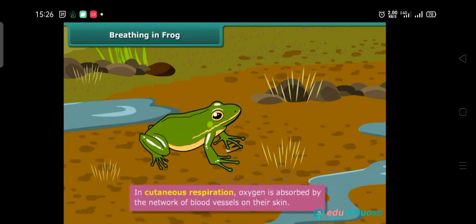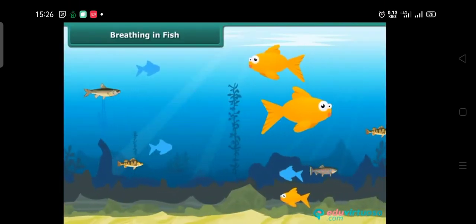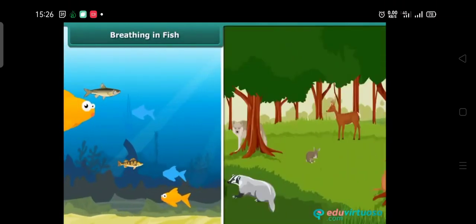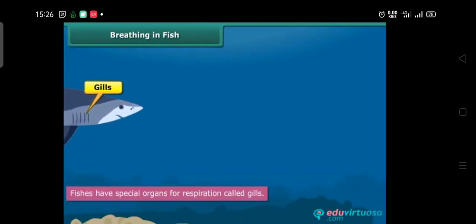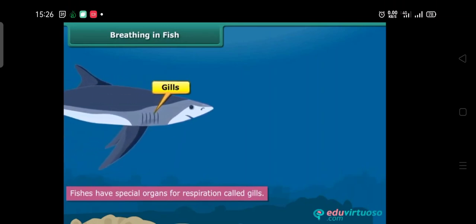In cutaneous respiration, oxygen is absorbed by the network of blood vessels on their skin. This respiration is effective only if their skin is moist. This technique of respiration is used by frogs on both land and water. Since fish is an aquatic animal, its respiratory system is different from the respiratory system of animals living on land. Fish has gills that allow it to breathe in water, so the fish is under no compulsion to come to the surface of the water for air.